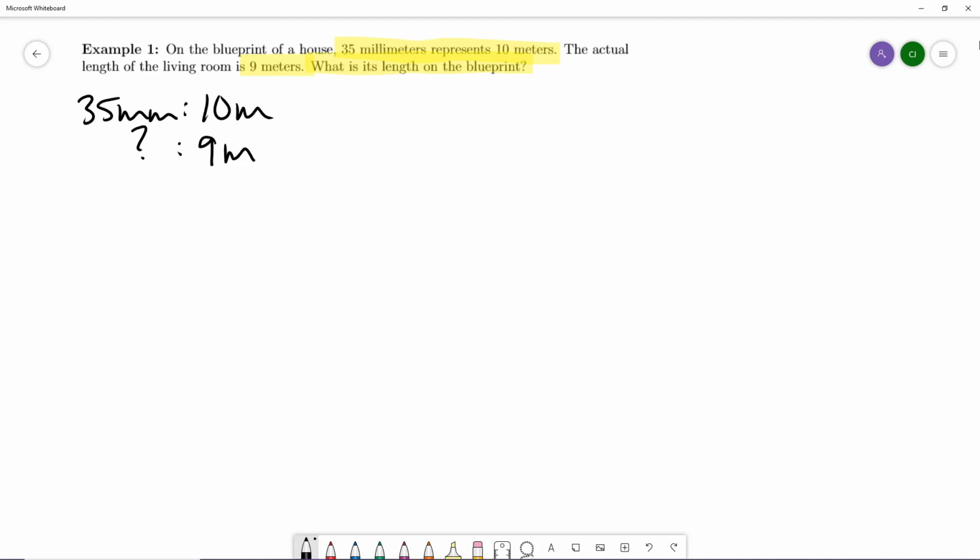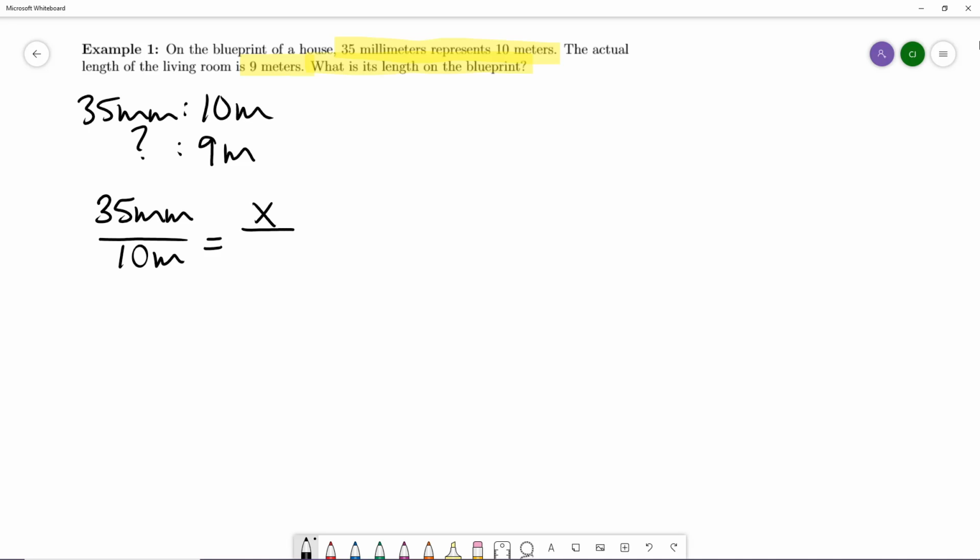When we solve these proportion problems, we still make it a rational expression. So this is going to be 35 millimeters over 10 meters. Okay? So now your question might be, how do I know where to put the question mark and where to put the 9 meters? You always want to make them correlate. So since the numerator is 35 millimeters, and that's what we're looking for, this is our question mark. Right? And so in this case, this question mark, I'm going to make X.